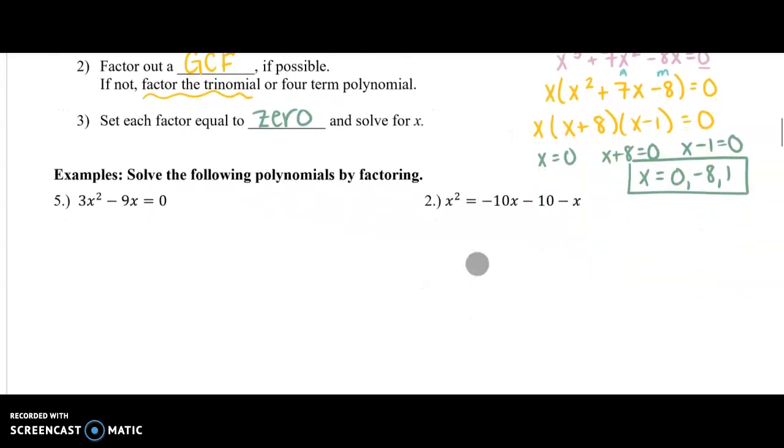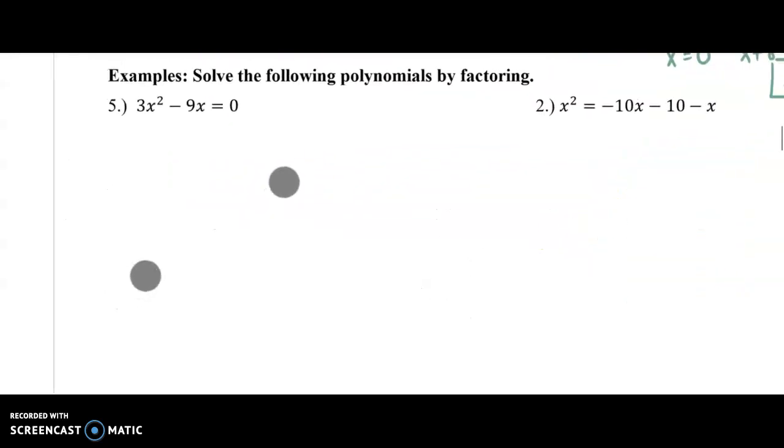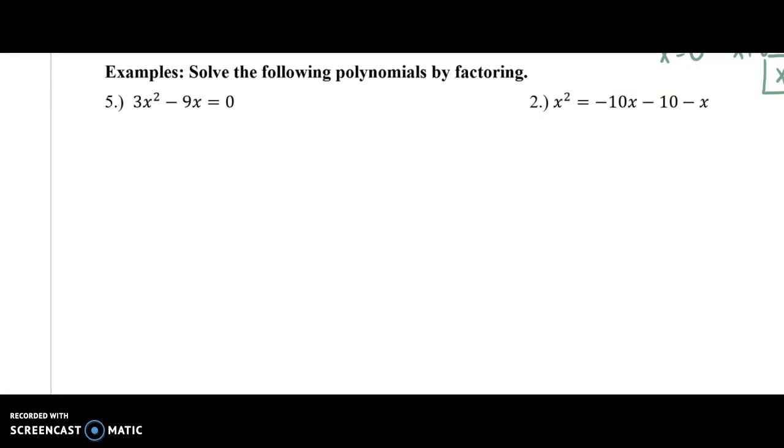Okay, so now we're going to solve each of these polynomials by factoring. You first always want to look for a GCF to make your life a little easier. So here I can factor out a 3x. When I do that, I'd be left with x minus 3, right? 3x squared divided by 3x is just going to leave me with x. 9x divided by 3x is just going to leave me with 3. Set that equal to 0. Now set both of those separately equal to 0.